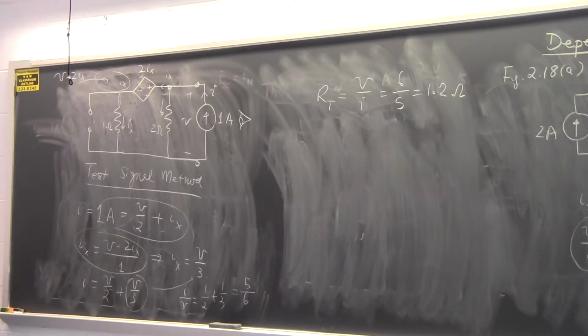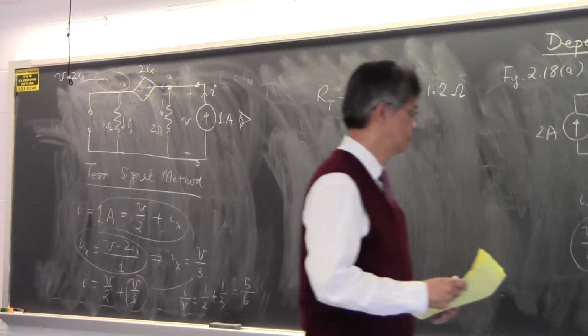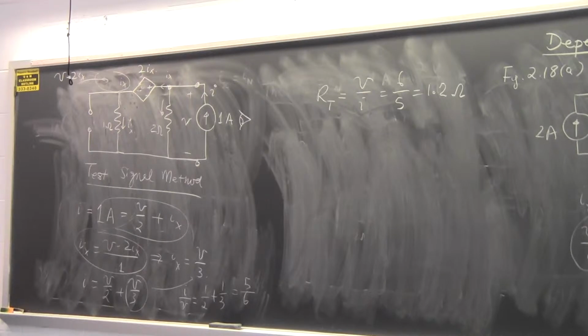Yes? V Thevenin in the dependent source example, is that supposed to be 0.24? 0.24? Yes. Which one is 0.24? 1.2 by 5. Right there. 1.2 divided by 5 is wrong. It's 0.24. Make that point. Let me see what I have in my notes.